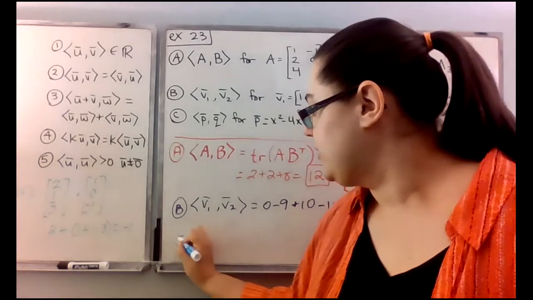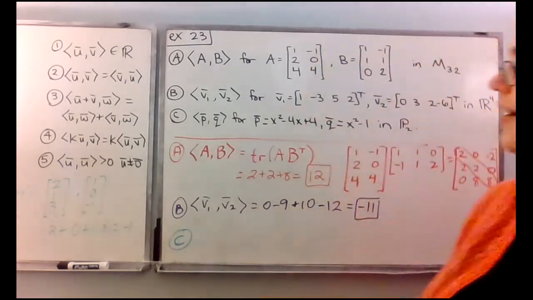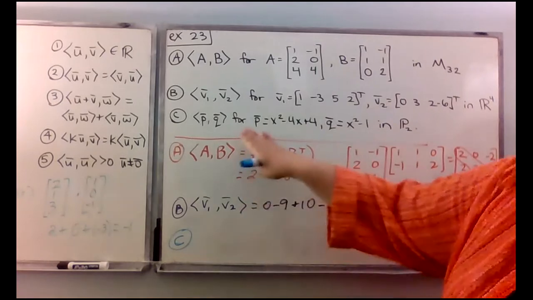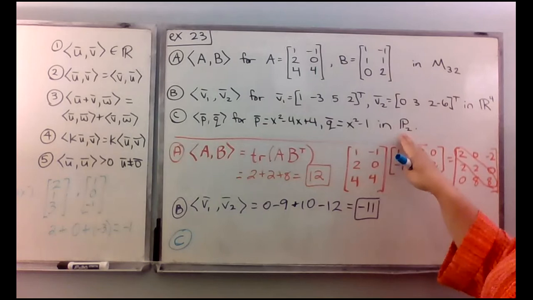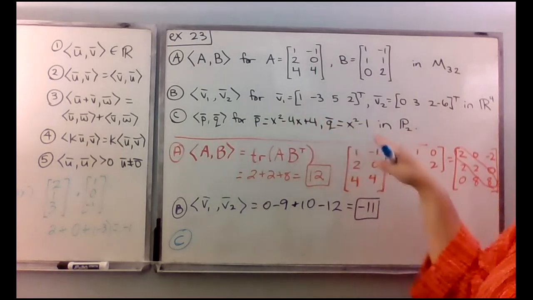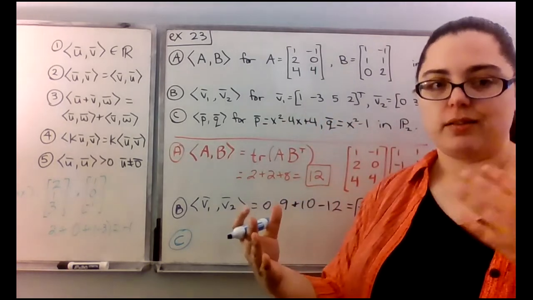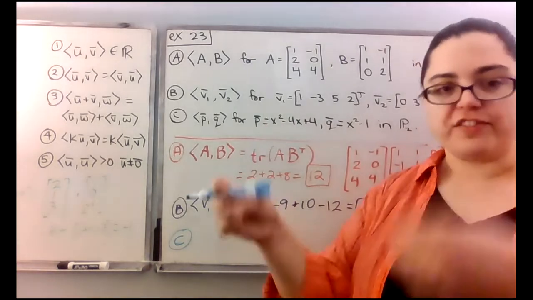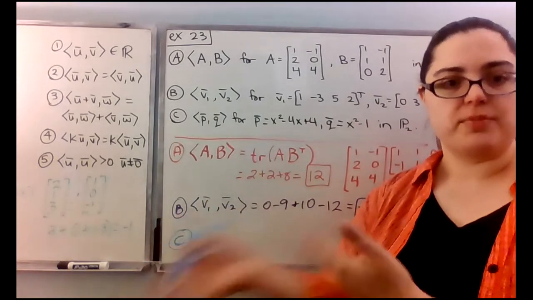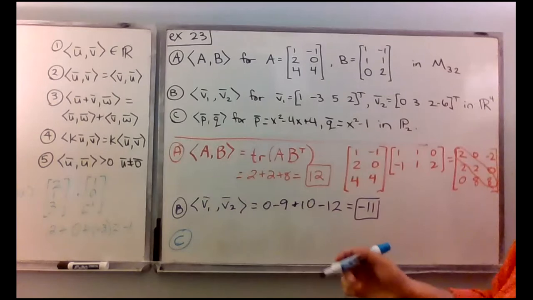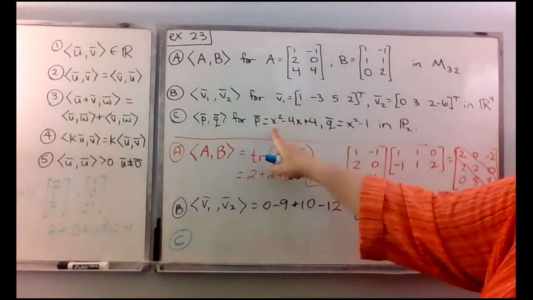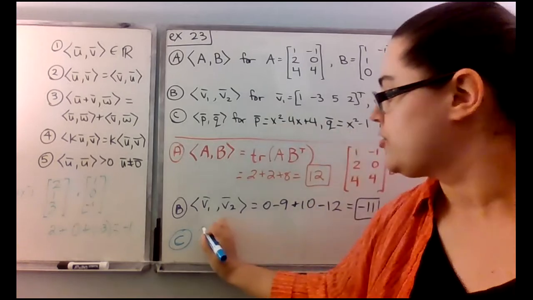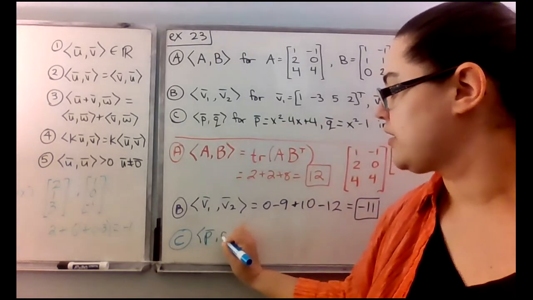And then lastly, now we have some polynomials. We're living in the land of P2. So the inner product of the two polynomials is we're just going to multiply the coefficients of the same degreed terms together. So for instance, if I look at the x squared terms in both of these, this has a coefficient of 1, as does this one. So 1 times 1 is going to be 1.